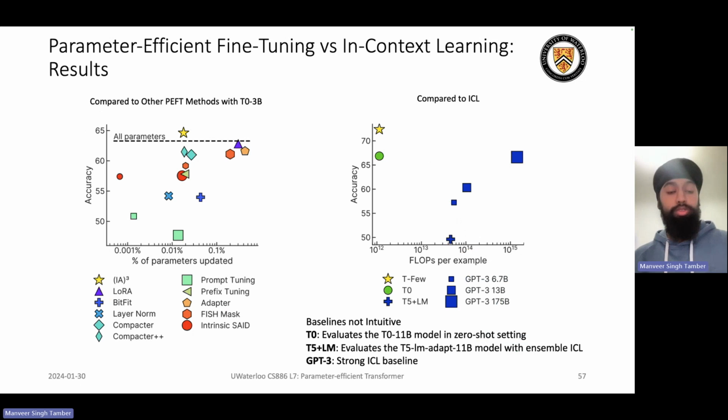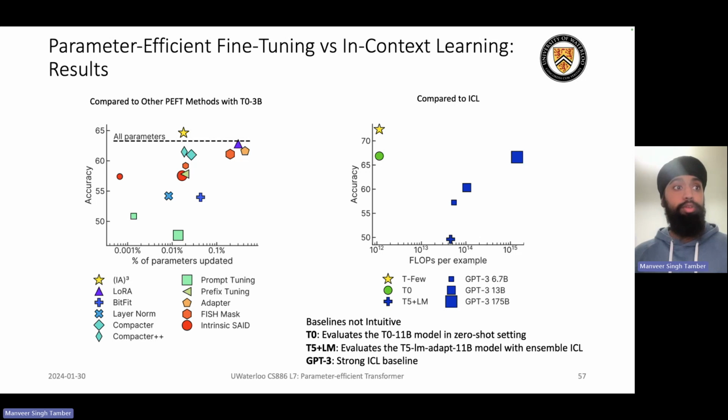And so here are the results. They compare IA cubed both with other PEFT methods, and they compare IA cubed in the T-few model with ICL. And so it's actually pretty confusing. So there are a number of things I need to explain. First of all, the comparison with PEFT methods is made with the 3 billion parameter version of the model, and the comparison with ICL is made with the 11 billion parameter version of the model. They say it's just quicker to evaluate with 3 billion parameter models because it's smaller and easier to work with.